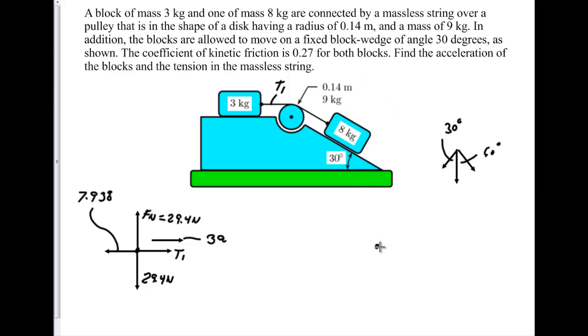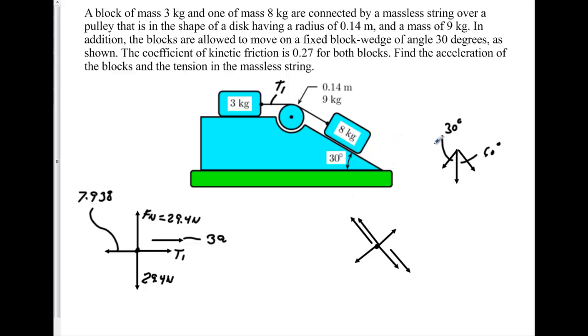What I'll get would be a vector coming down here. I'll have the tension going back up this way. I will have friction going back up this way. I will also have mass times acceleration going back down this way. I will have the normal force of this wedge here pushing back up, and I'll have this one coming back down this way. We'll go ahead and put in values that we know.